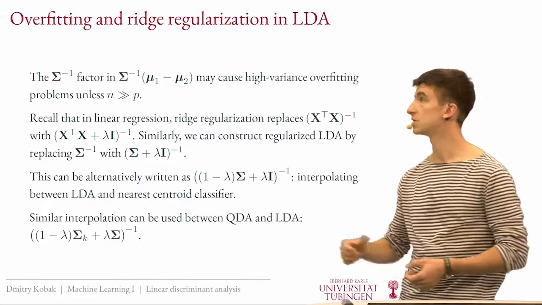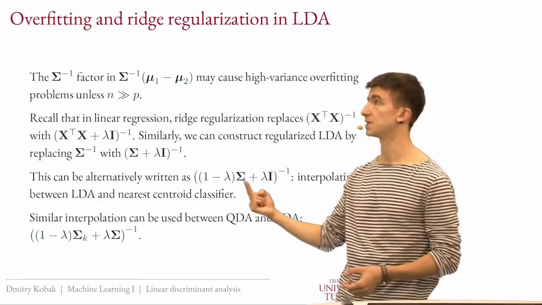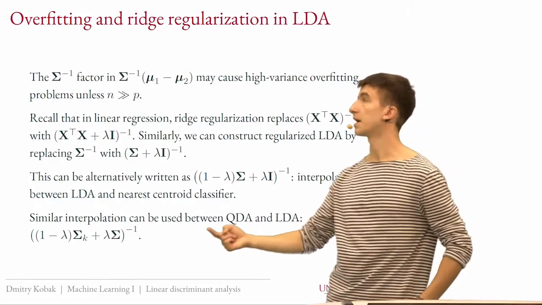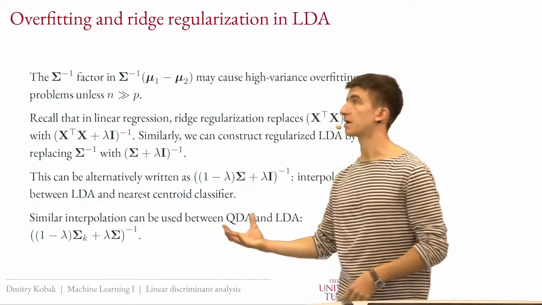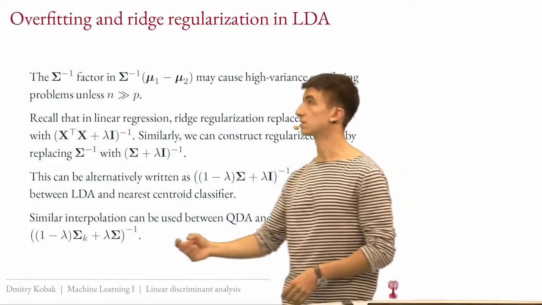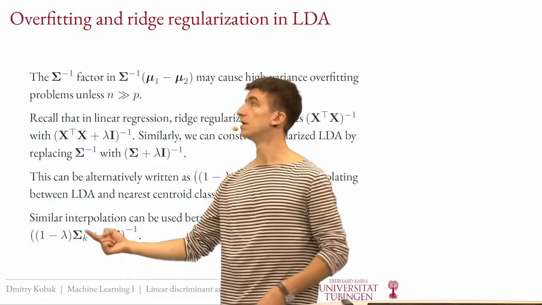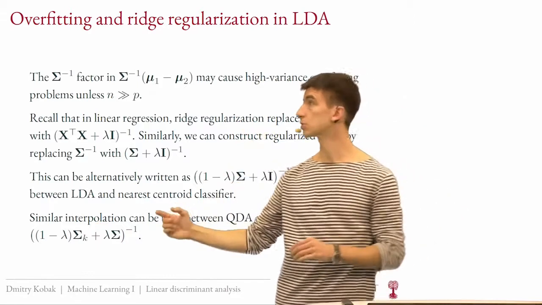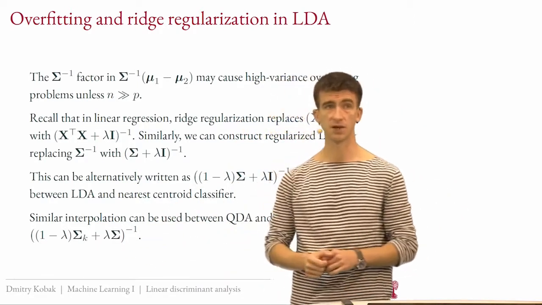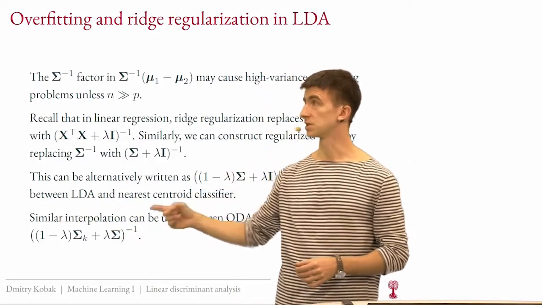You can interpolate different things using exactly the same logic or very similar logic. So here we're interpolating between LDA and the nearest centroid. But I can also say, well, why not interpolate between quadratic and linear discriminant analysis? Imagine that you computed all the sigma k for each class, so two separate sigma k's, and you also compute a pooled estimate sigma, and then you interpolate between these two things.